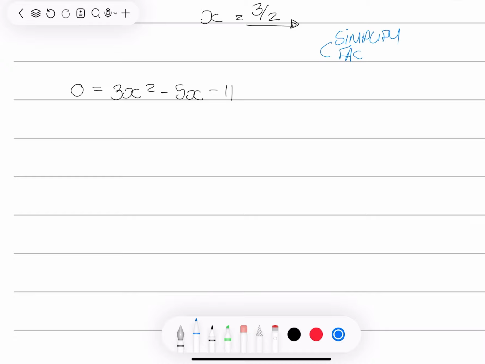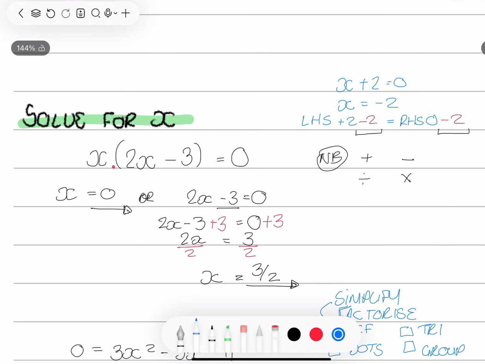And to simplify, we would factorize. So there are 4 possibilities to factorize: highest common factor, difference of 2 squares, trinomials, or grouping. So we know that when solving for x, we should be able to just take numbers and, in maths lingo, move them over the equal sign.